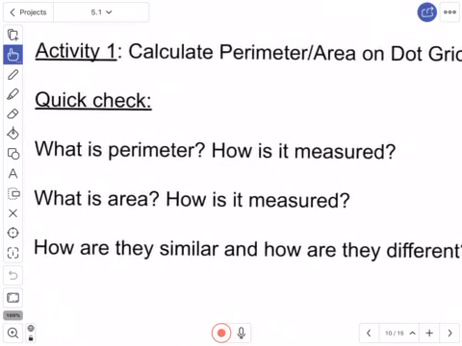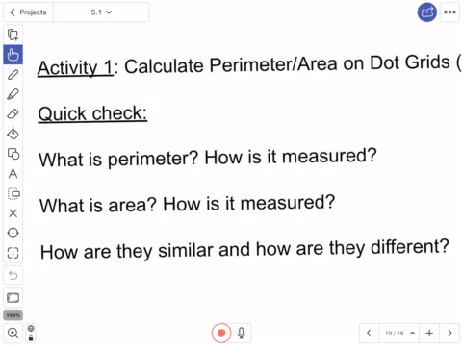This is just a quick check in here before you go on to anything else. So think about these questions. What is perimeter? How is it measured? What is area? How is it measured? How are they similar and how are they different? I'm actually going to stop the video there. When we come back, I'm going to open with those answers. But I want you to stop and check with yourself.